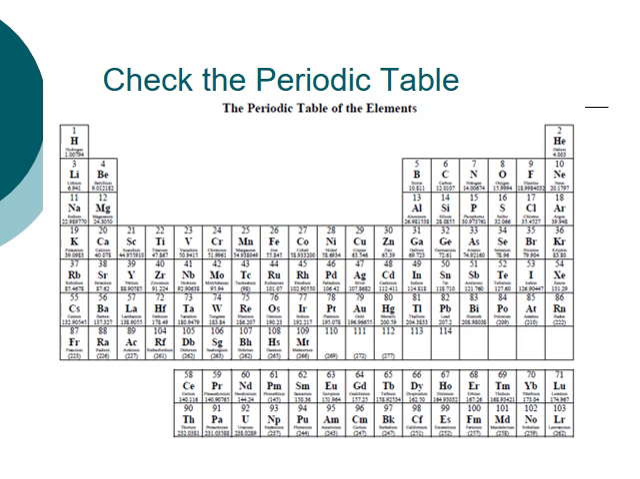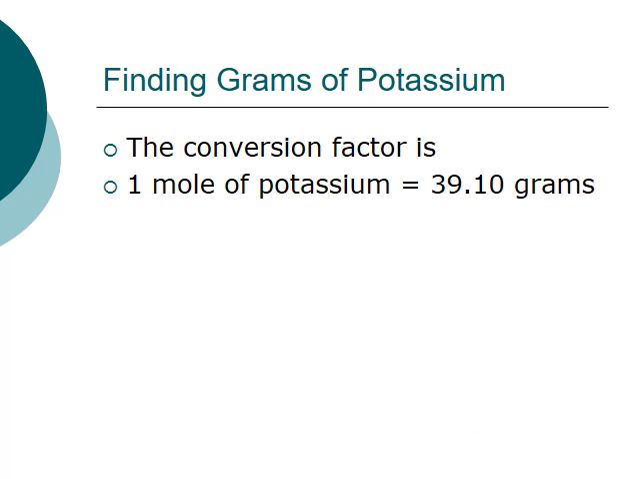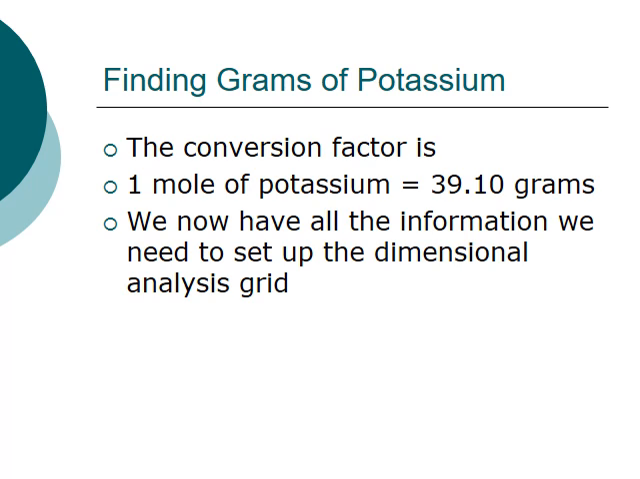We look at the periodic table, we find potassium. Potassium is K. There it is, element 19. Our atomic mass, 39 point, if we do 2 decimals, 10 grams equals 1 mole. 1 mole of potassium, 39.10 grams. We now have everything we need for our dimensional analysis grid. Let's set it up.